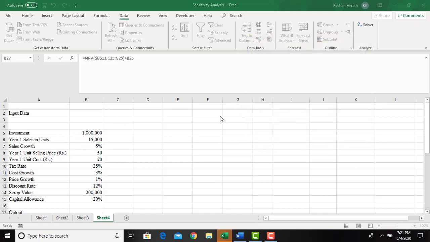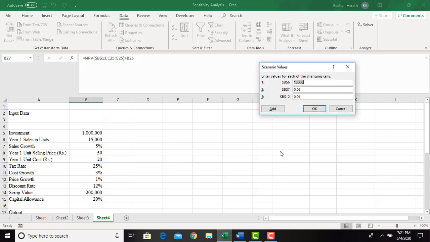Let's say okay. So then they would show us the values that we have to input.